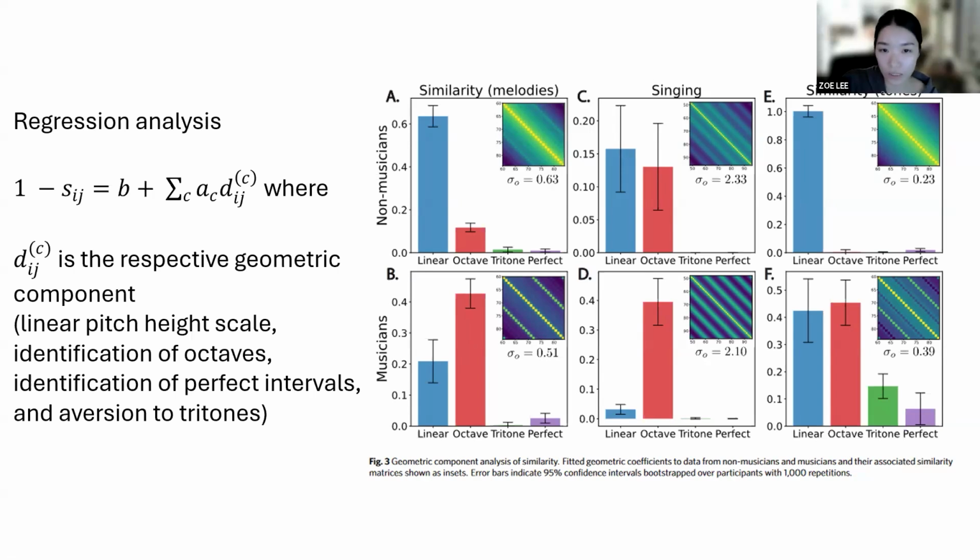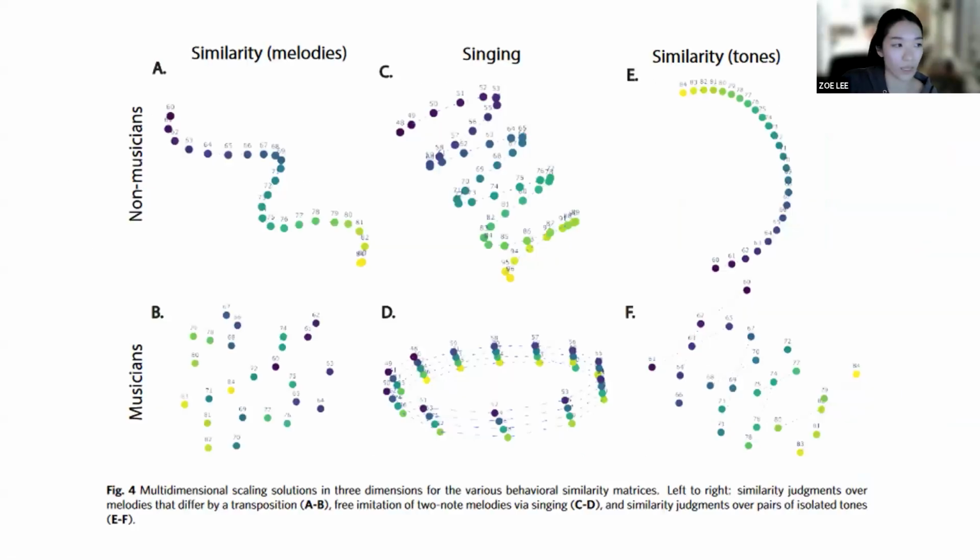Based on these, if you do a multidimensional scaling and plot the geometry of the pitch similarities, you get vastly different representations. The helical structure that has been considered the most dominant is only reflected in the case of non-musicians singing or comparing melodies, and musicians comparing single tones, but you don't really see that kind of geometry in other contexts, which is very interesting.